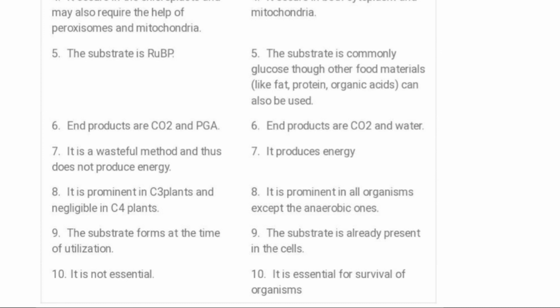On the other hand, the normal respiration process or the so-called dark respiration process is prominent. Prominent means it is present in all organisms, in all cells, except some anaerobic organisms, like anaerobic bacterial cells. Clear? Where there is no need of oxygen. But in all the cells of the organisms, we can see this process, that is dark respiration or the normal respiration.